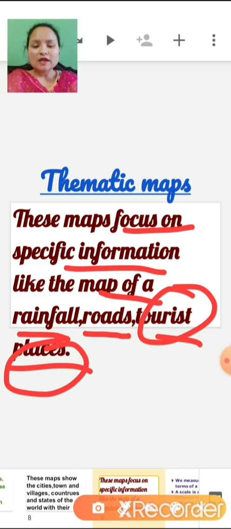To know about rainfall, you can choose a map of rainfall. To know about roads, you can choose a map of roads. That means these maps focus on particular information, specific information. So according to that, we can pick the map which we need or which is suitable for that time.